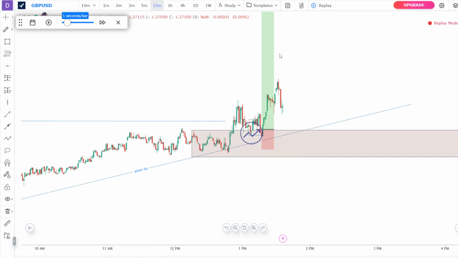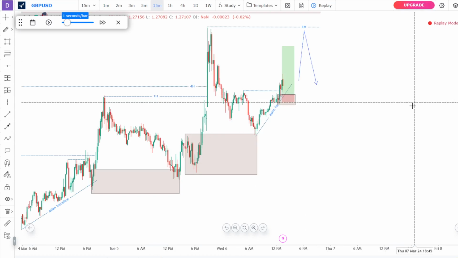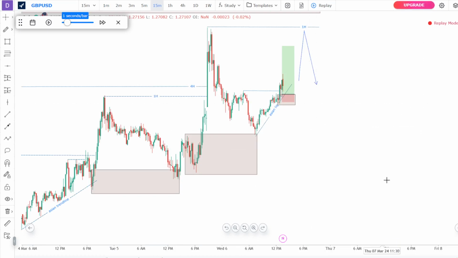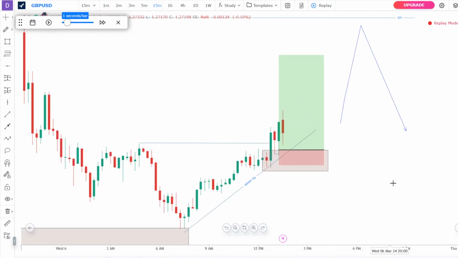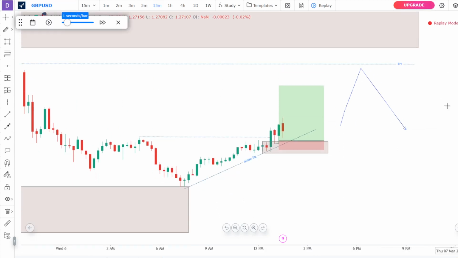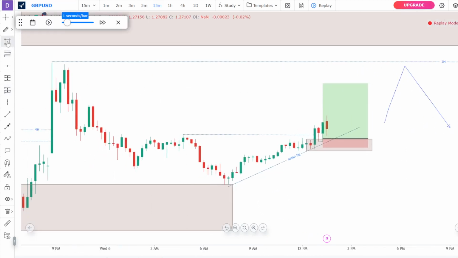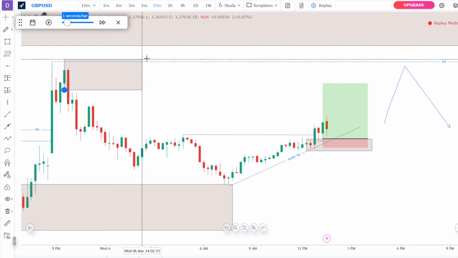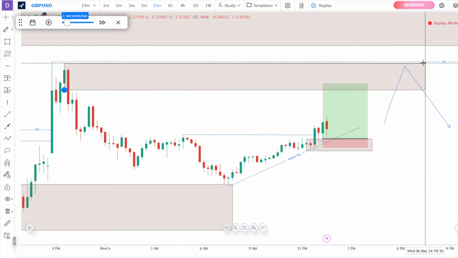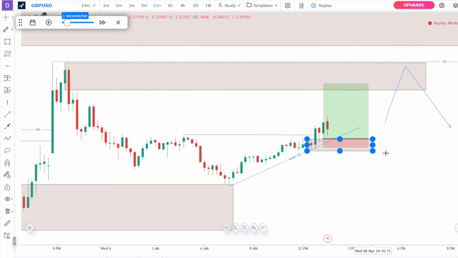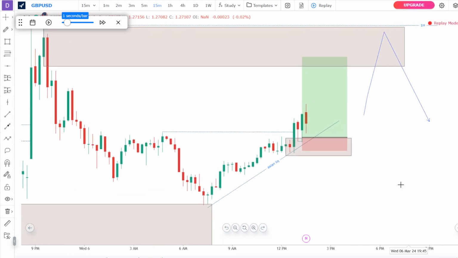So let me go to the 15 minute. So in the 15 minute, again, I messed it up here, guys. So we are looking for sell from here. Let me mark this zone first. I messed everything up. So we are looking for sell from here. So that's good. Okay, let me replay the chart again.